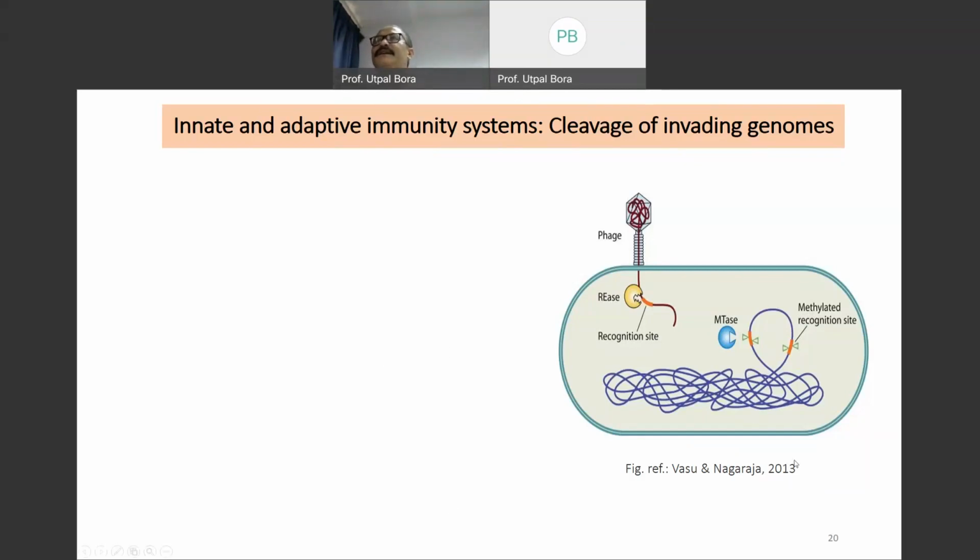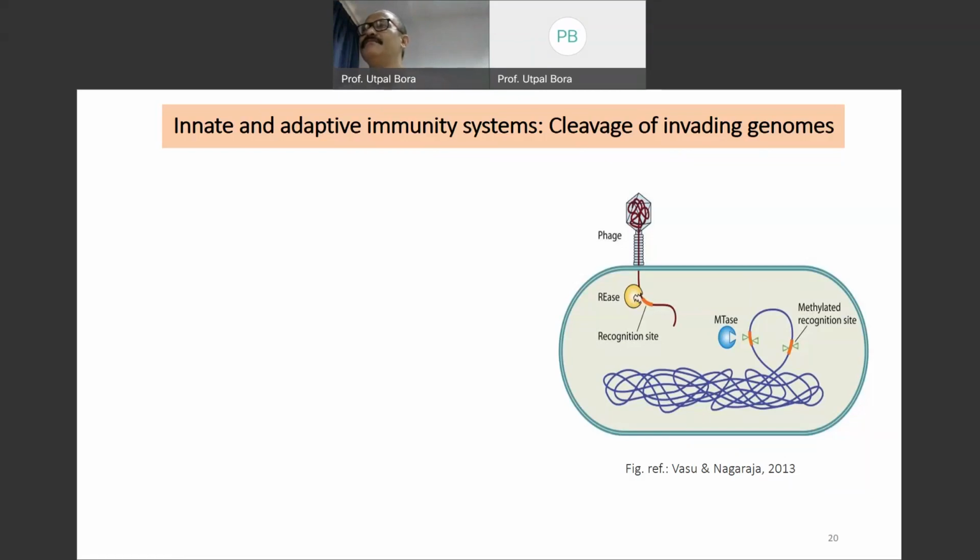Okay, here you can see in this picture very clearly the phage has succeeded in what it intended to do, injecting the nucleic acid inside the bacterial cell. But you can see that yellow circular structure, which is a REase or restriction endonuclease. And then there's a restriction recognition site over there, and it will chew it over there.